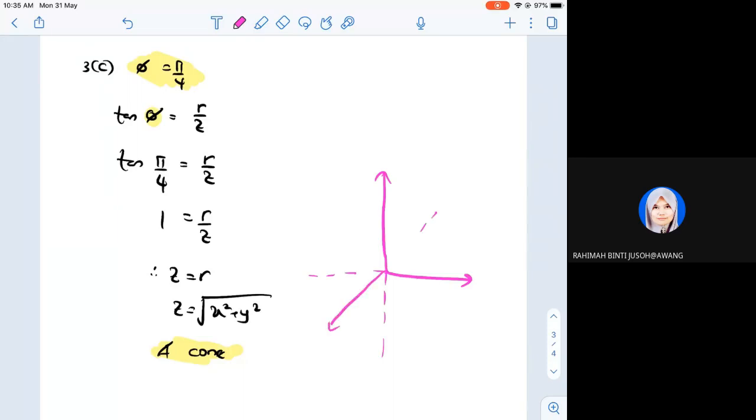Nanti recall balik masa study week tu. Chapter 1, graph sketching ni. Penting sebab guna dalam chapter 4.